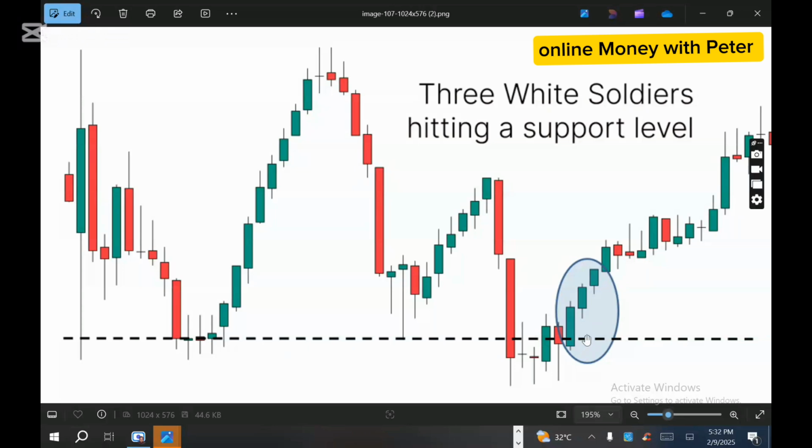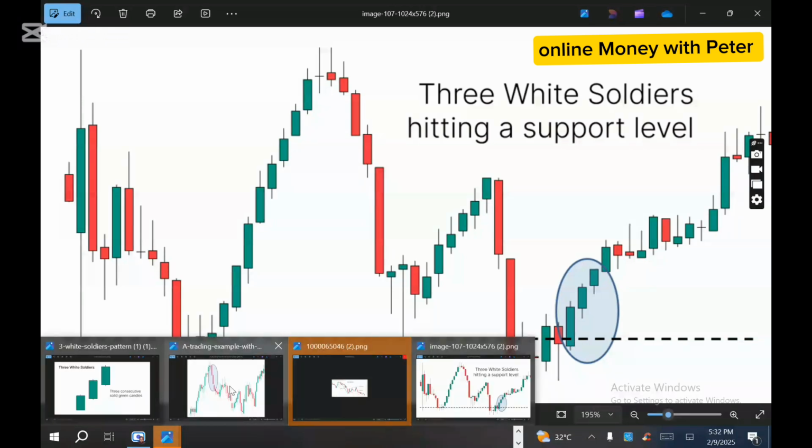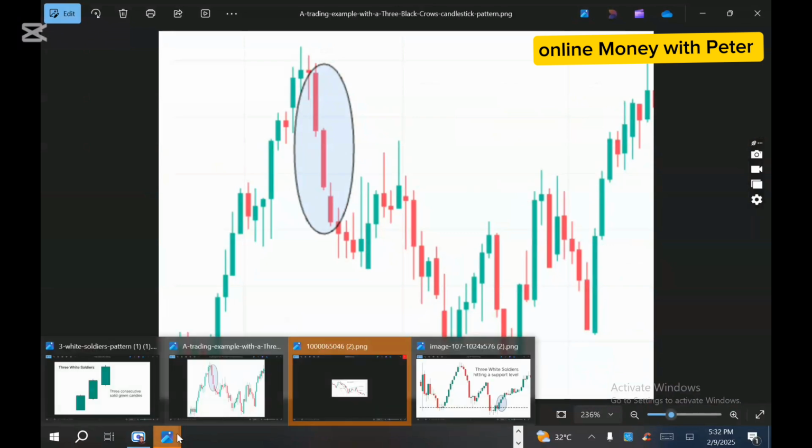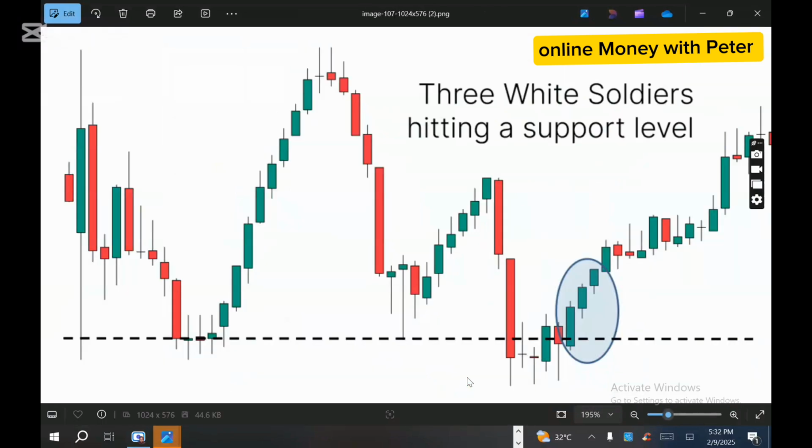All right, so the next one now, I'm going to show you the three black crows. How do you trade the three black crows? Now, this is a three black crow. I think I'm going to do a separate video on how to analyze the three black crows and how to trade them. So for now, I'm going to end with the three white soldiers. I'm going to do a separate video to analyze the three black crows and how to place a trade when they appear on a very good location. And of course, the location will be a strong resistance area.